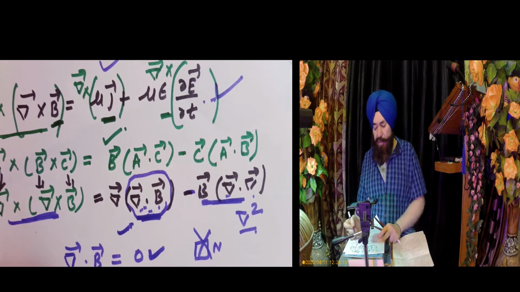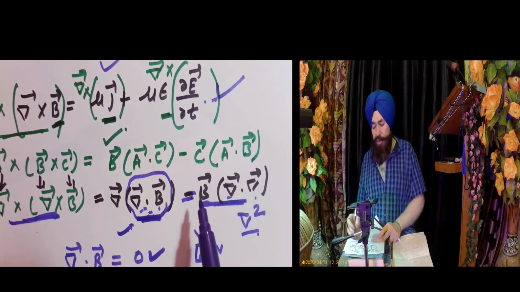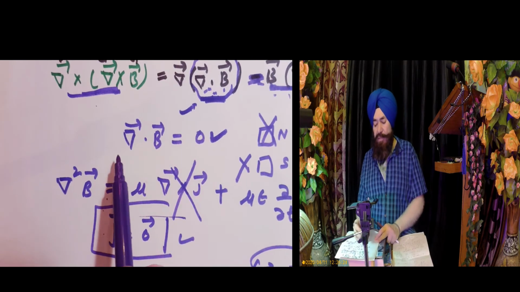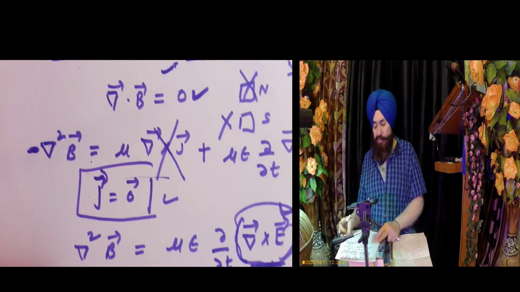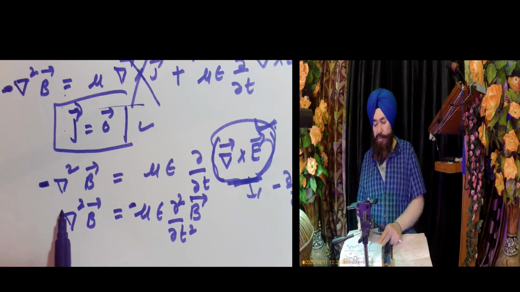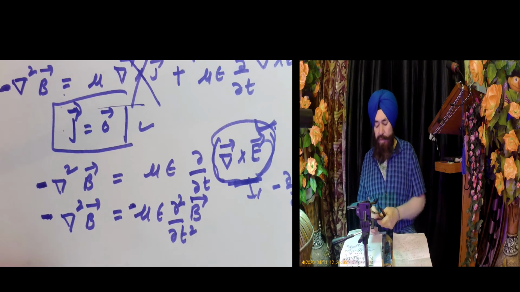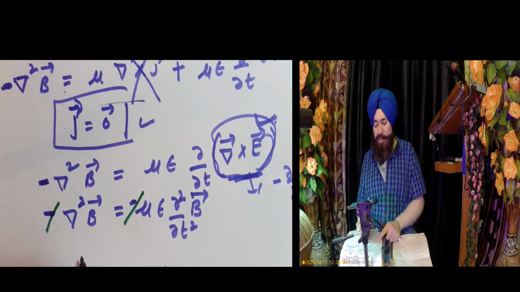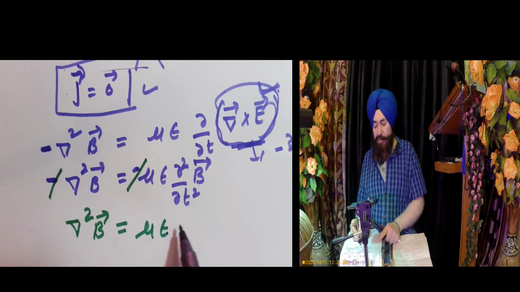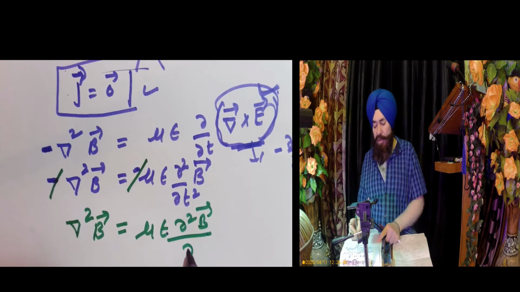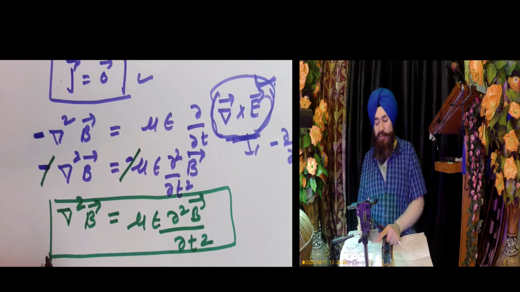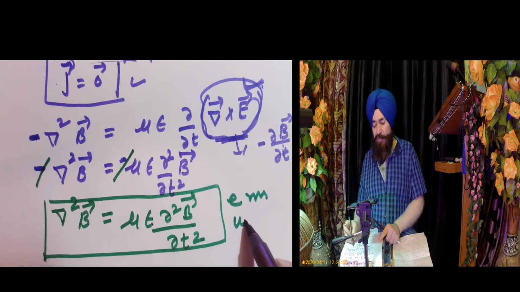Now here it is a negative sign. Okay, here it was a negative sign. Our del square B is negative, so minus sign is here. Now this minus and minus cancels. So del square B vector becomes mu epsilon curly 2 B upon curly t square. This is the equation of the magnetic field of EM waves.